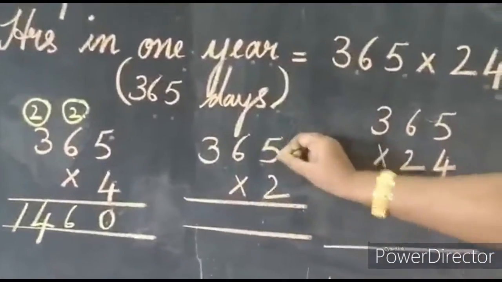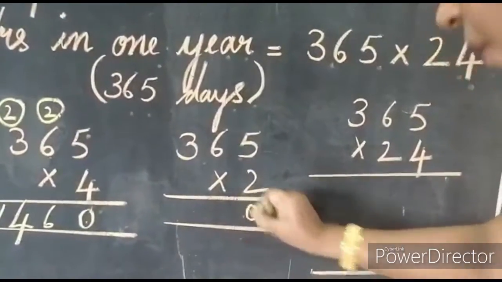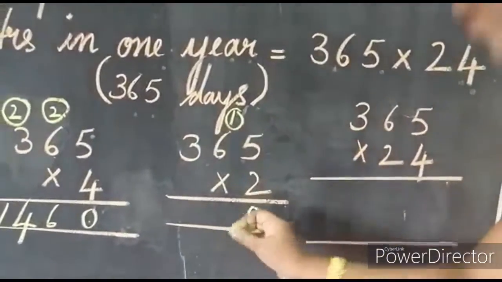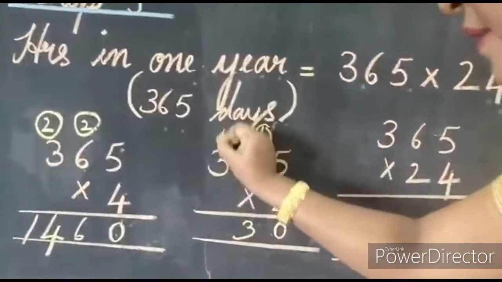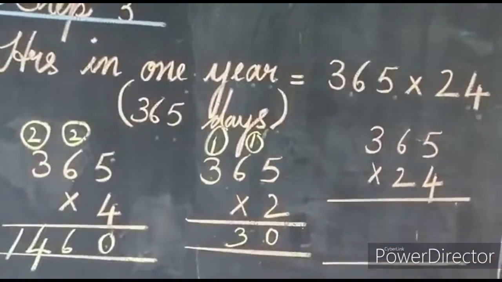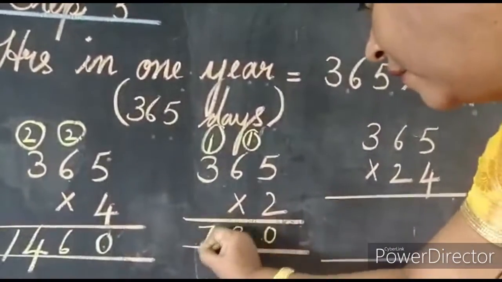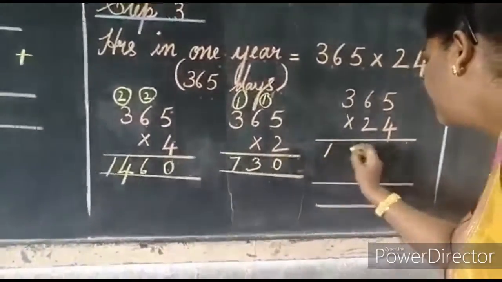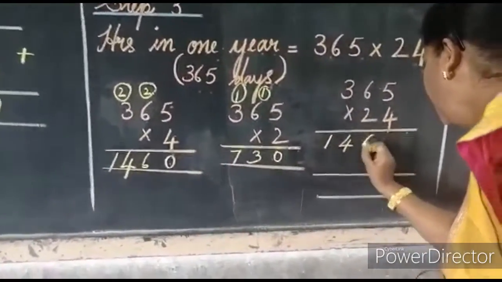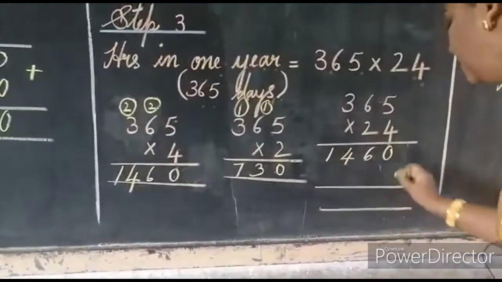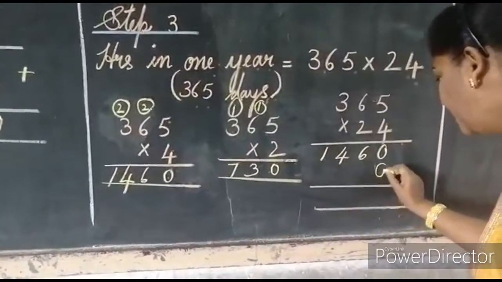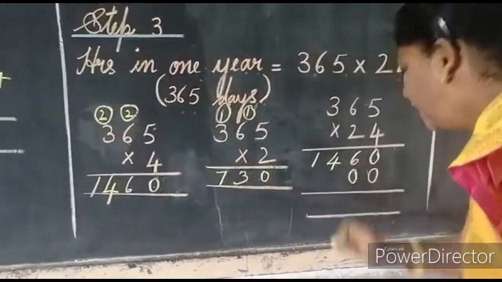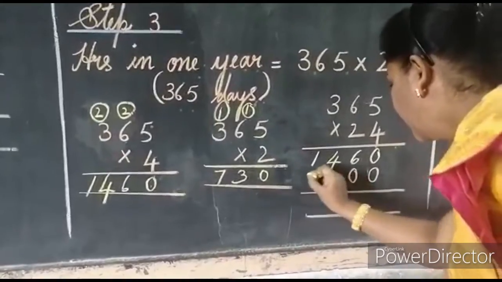365 into 2. 5 2s are 10. 0 and carry over 1. 6 2s are 12. 12 plus 1, 13. 3, carry over 1. 3 2s are 6. 6 plus 1, 7. Let's copy down the steps to do the addition. The first step has 1, 4, 6, 0. In the first place, don't write anything, mark it as 0. Again, we have another 0 here. Place that 0 first. Then 3, 7.